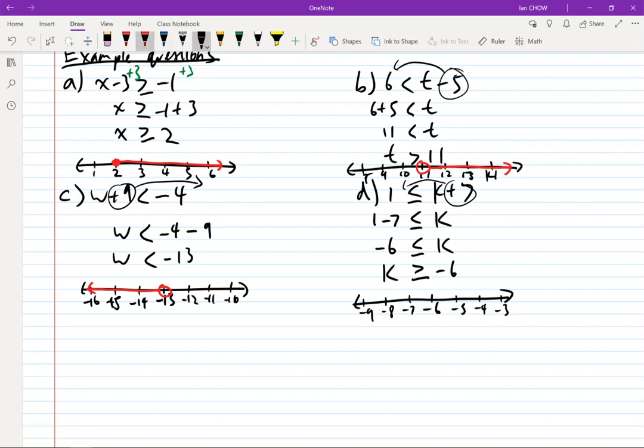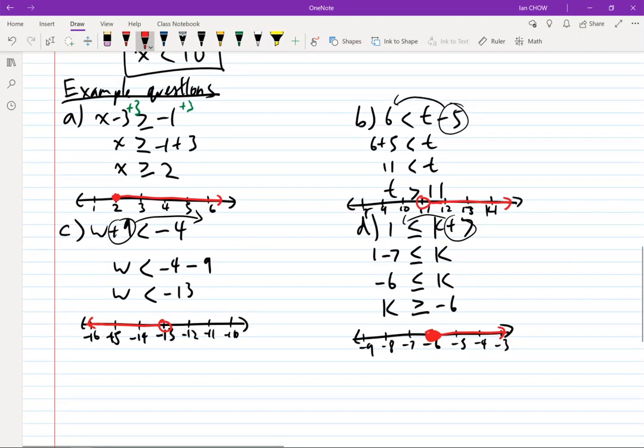And so if k is greater than or equal to negative 6, we're going to do a solid dot. This time it's solid because it's greater than or equal to. And then it's pointing to the right because it can be greater than. So that's how we do these 4 questions. So hopefully we understand. Next lesson, we will continue with multiplying and dividing.